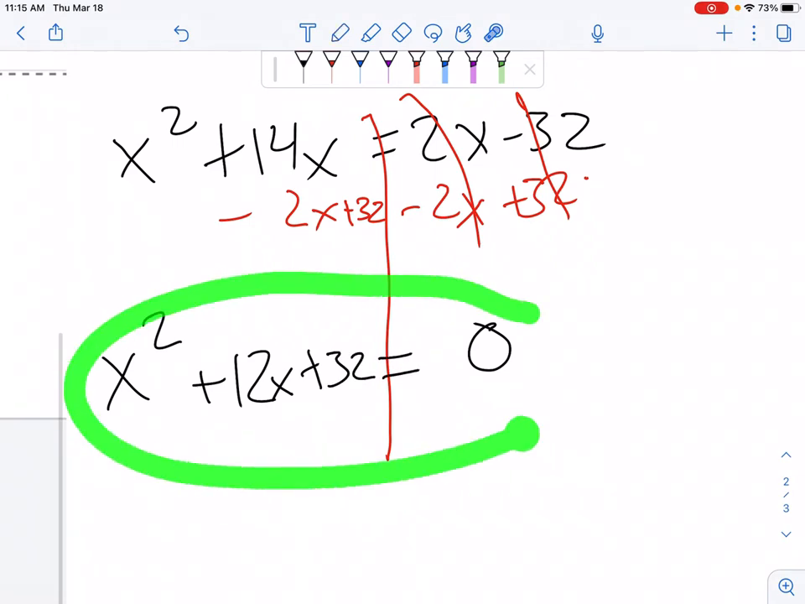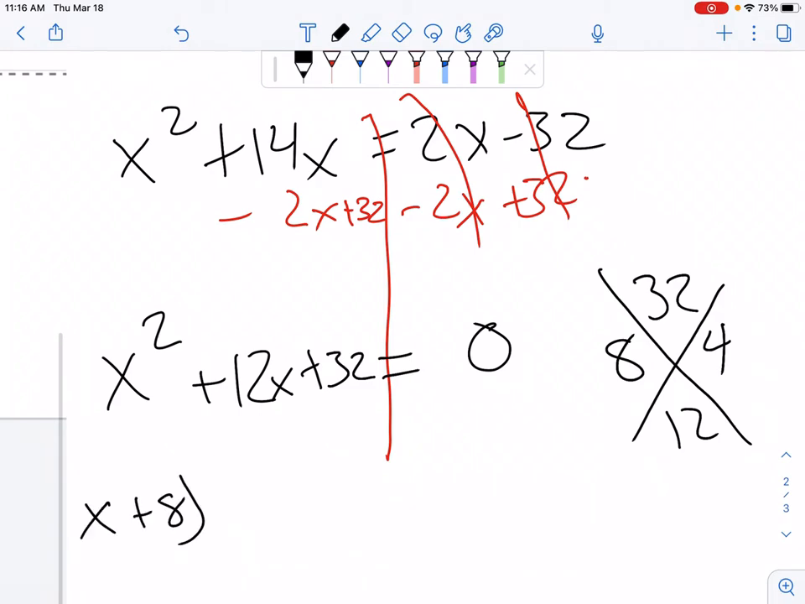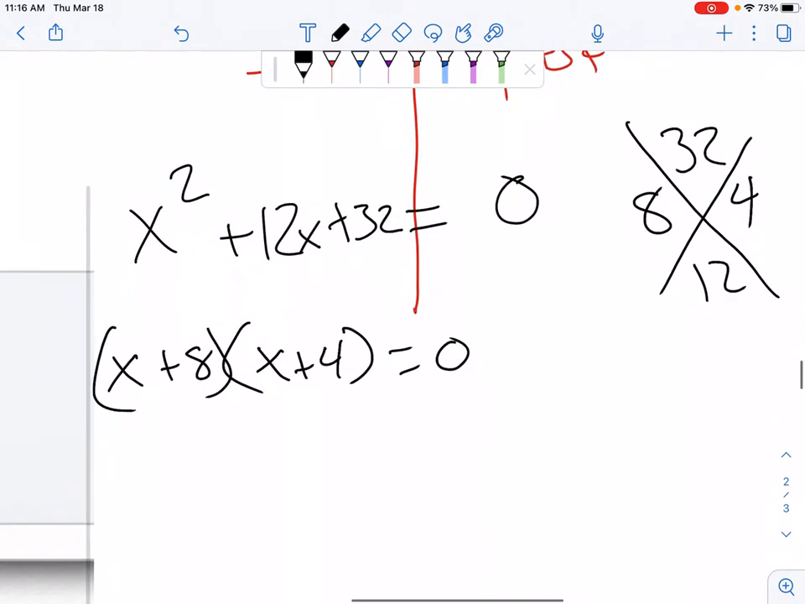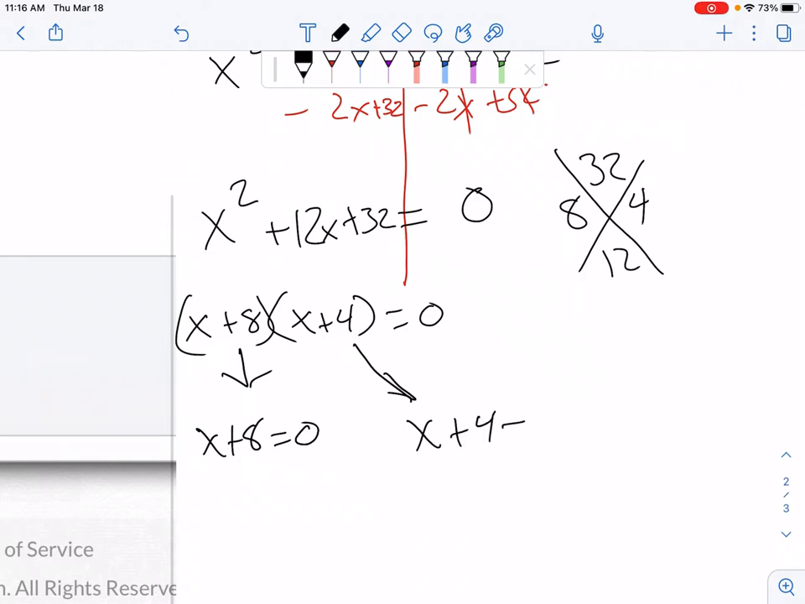Now that it says equals 0, we can use our big X. 32 is going on top, 12 is going on the bottom, and that would be 8 times 4. So we're going to say x plus 8 times x plus 4 equals 0. And now we're setting each one of these equal to 0. So x plus 8 equals 0, and x plus 4 equals 0.